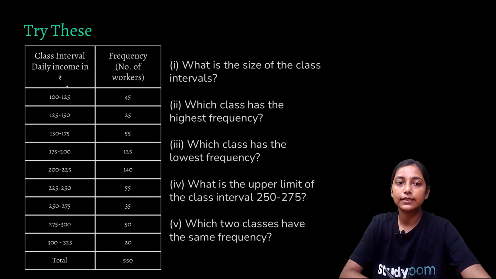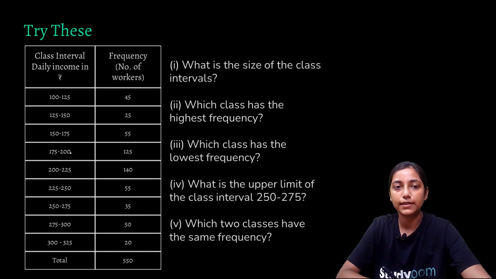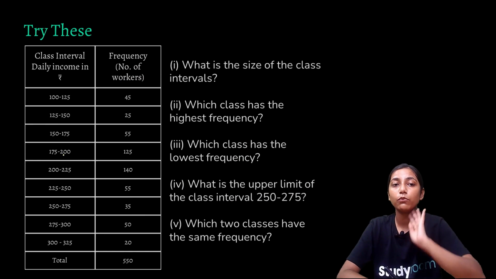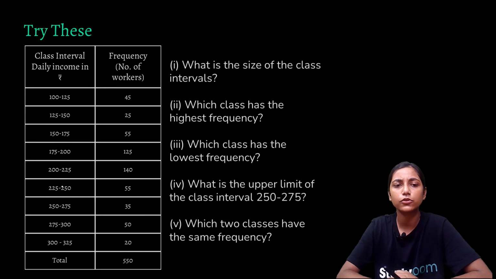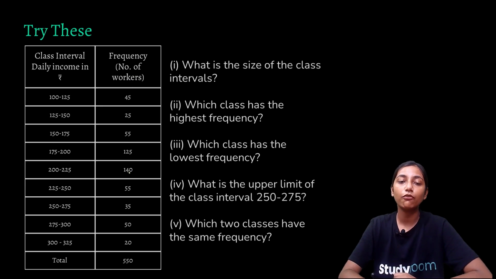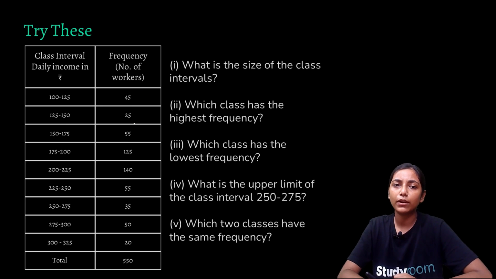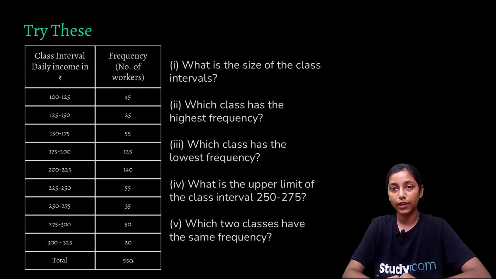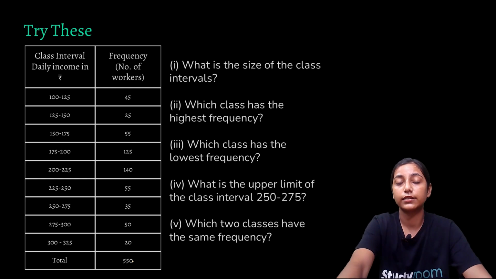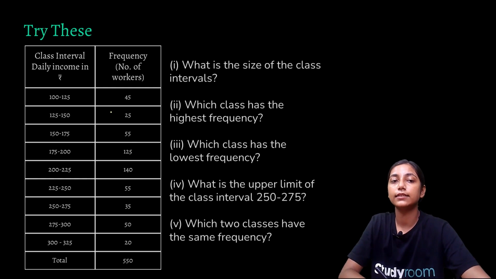We are given class intervals, that is daily income in rupees: 100 to 125, 125 to 150, 150 to 175 and so on till 300 to 325. In total we are given 550, and these are the frequencies, that is the number of workers: 45, 25, 55, all these, and the total number of workers being 550. The first question asked is, what is the size of the class intervals?